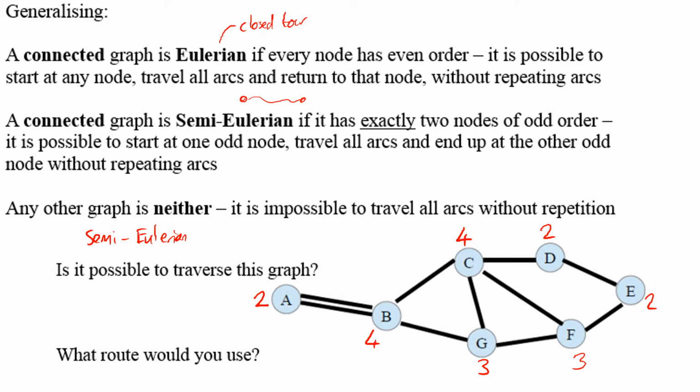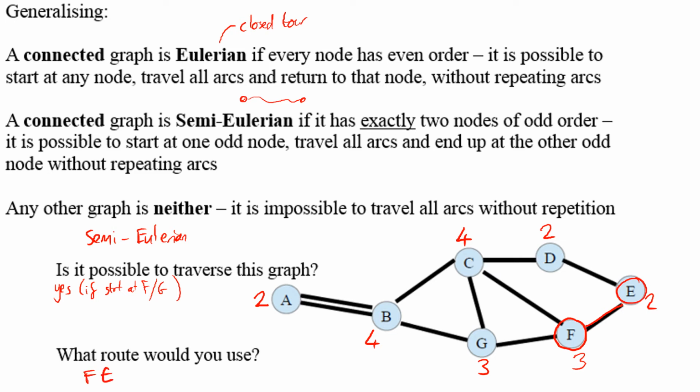So if we start at F and end at G, or the other way around, if we start at G and end at F, it should be possible. So yes, if we start at F, G. So let's do that. Let's actually find a route. We'll start at F, and from F we'll go to E. Let's write this down as we go through.